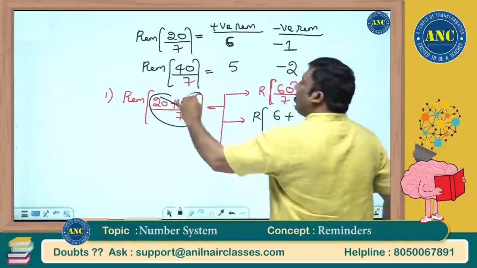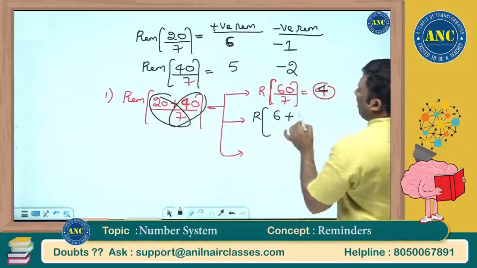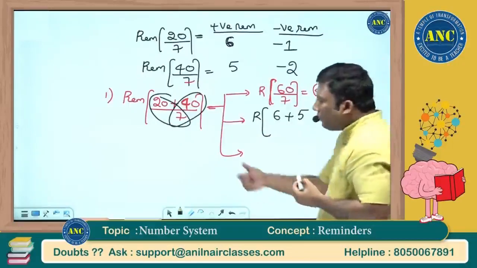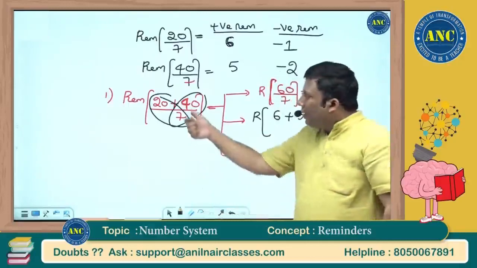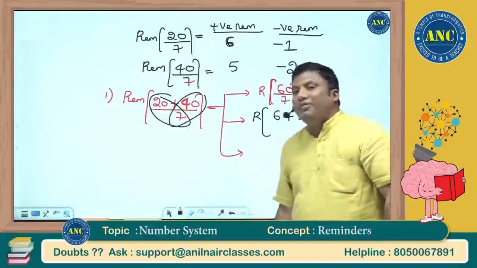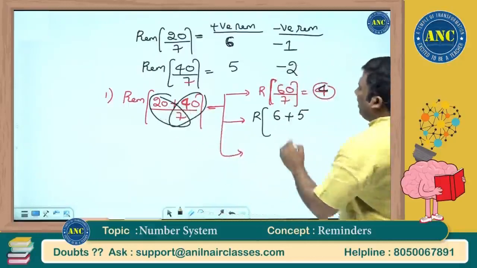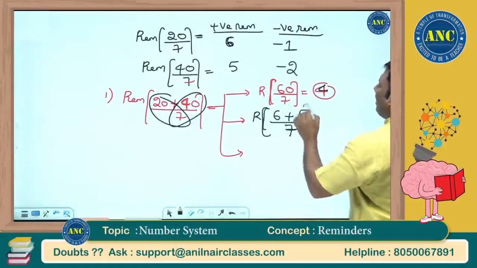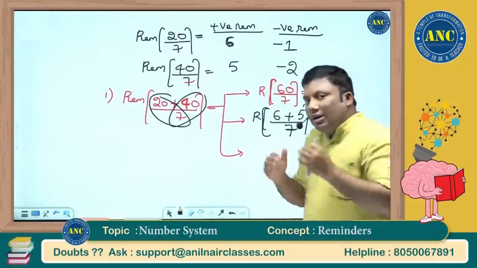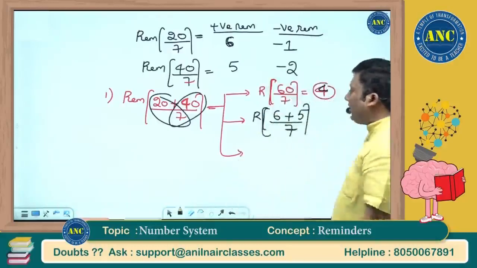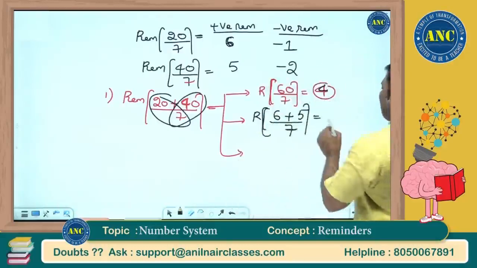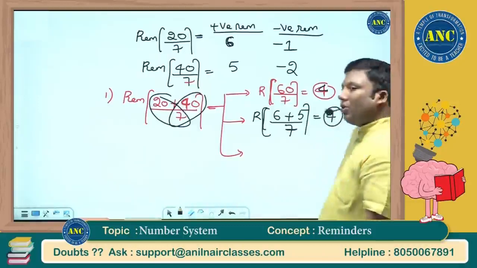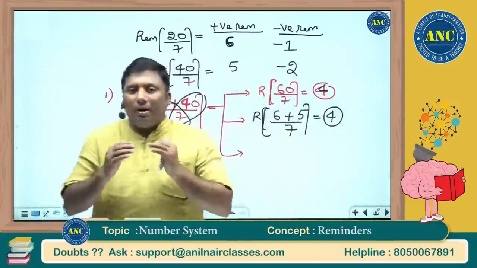7 5s are 35. What is the positive remainder? Remainder is 5. When you divide a number by 7, you will not get a value greater than 7. In case you got a value greater than 7, divide it by 7. 11 divided by 7. 7 1s are 7. What is the positive remainder? 4.